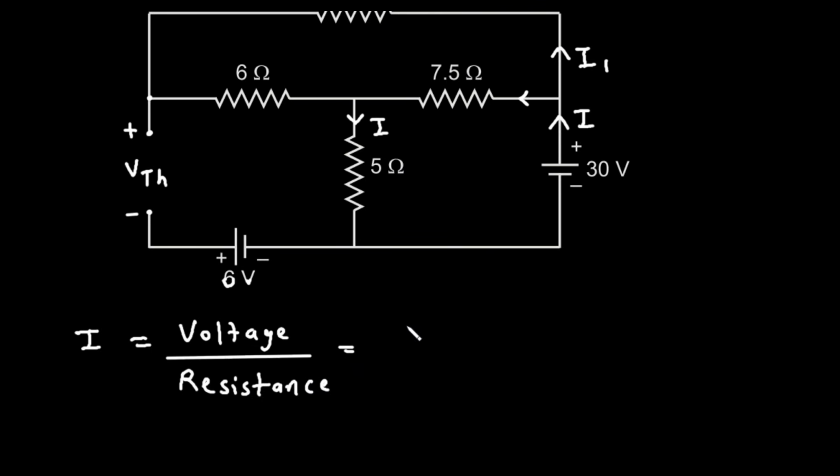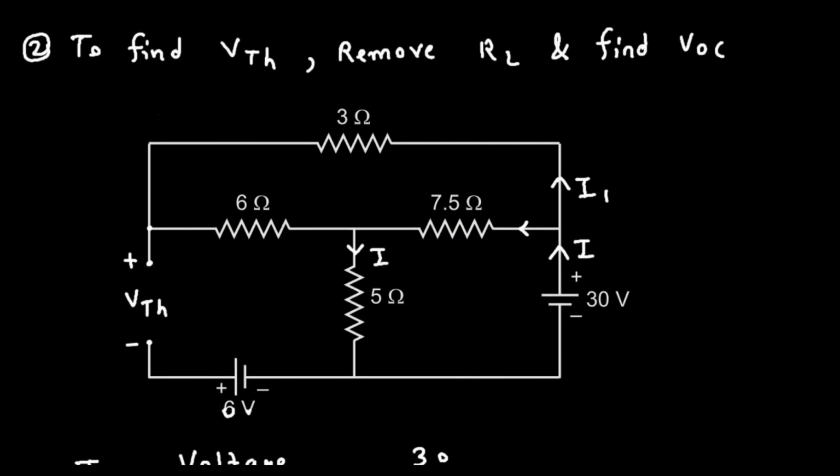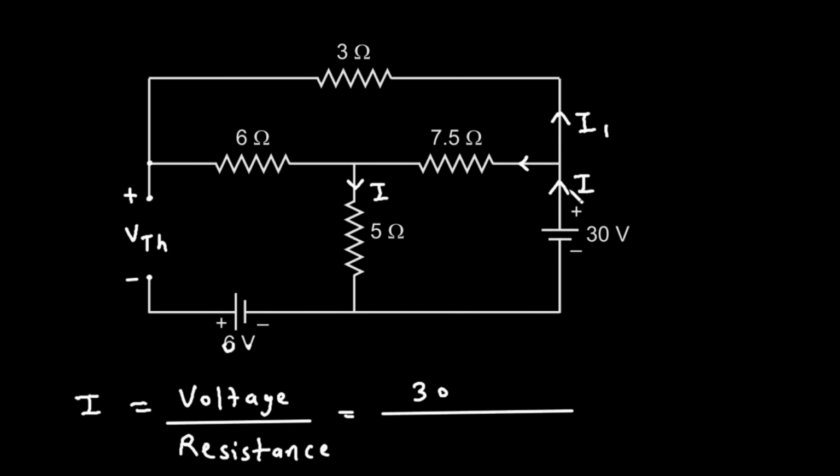Now here the value of voltage is 30 volt divided by total resistance. Now here total resistance will be, we can clearly see this 3 ohm is in series with this 6 ohm. So these two are connected in series. So 3 plus 6 is 9. Now 9 ohm is parallel with this 7.5 ohm.